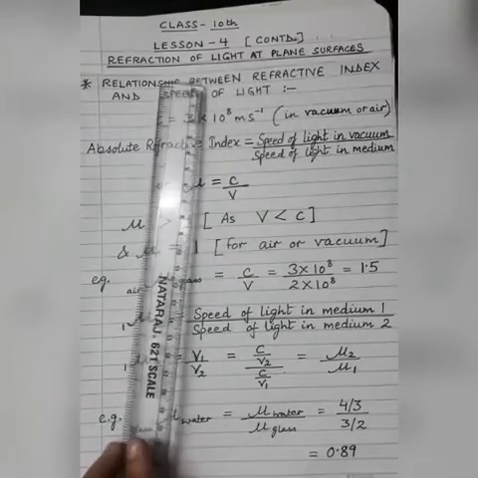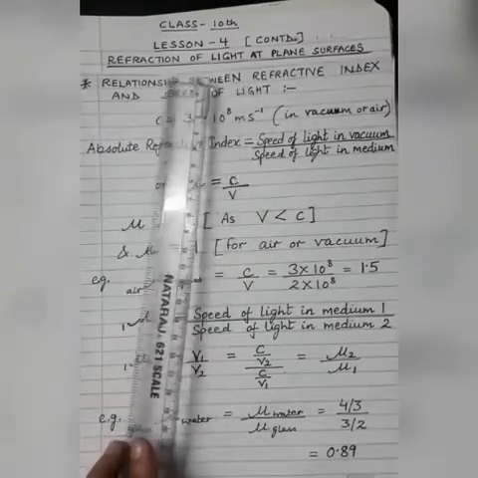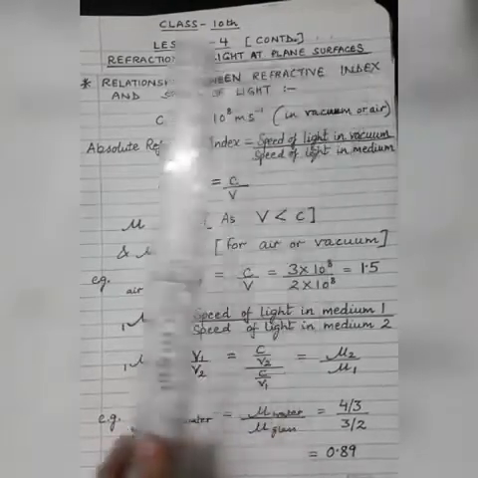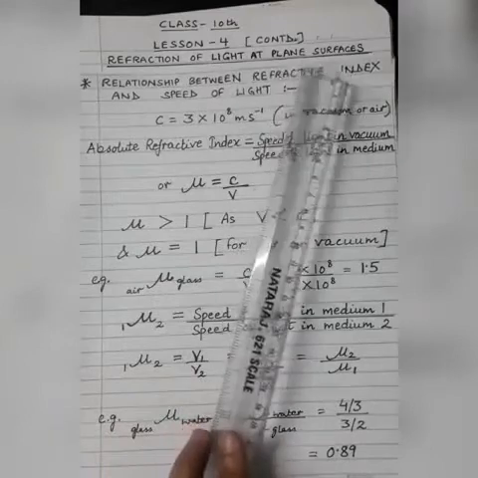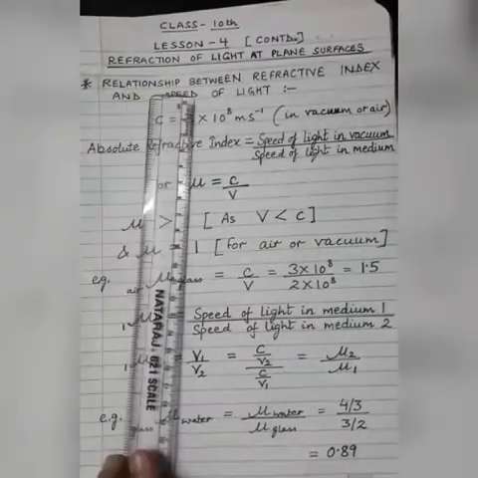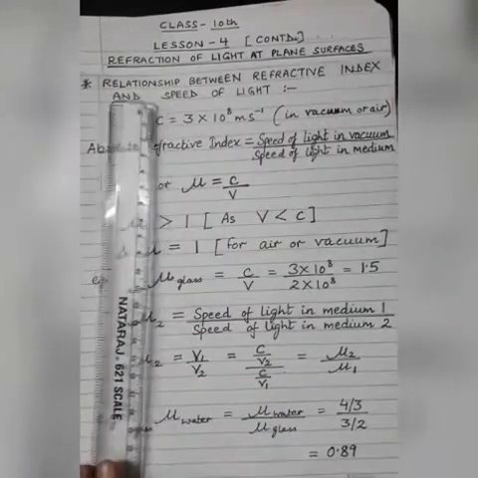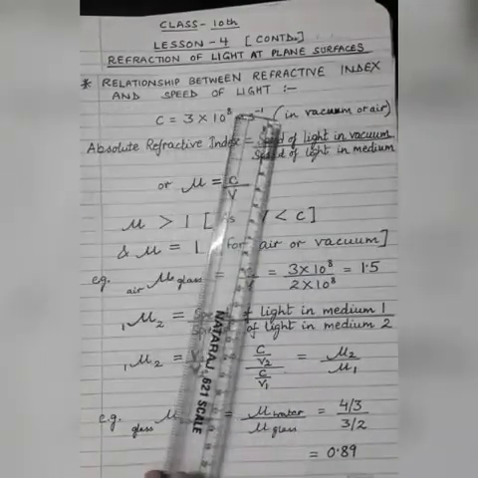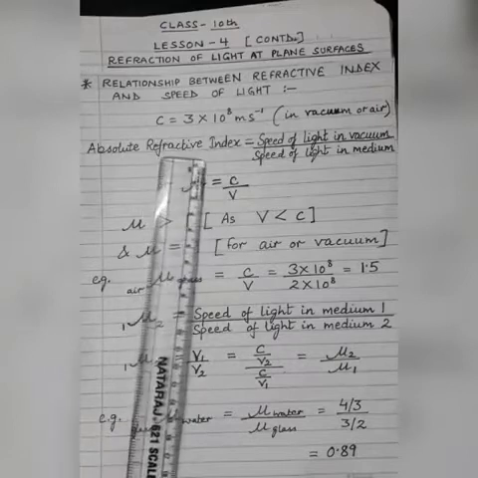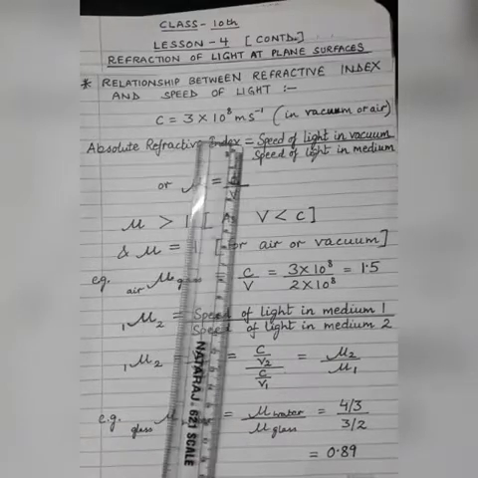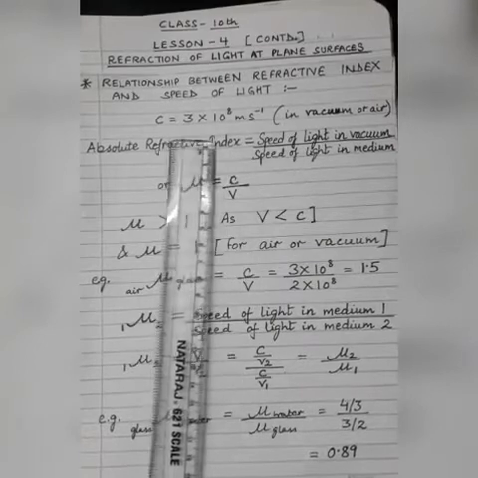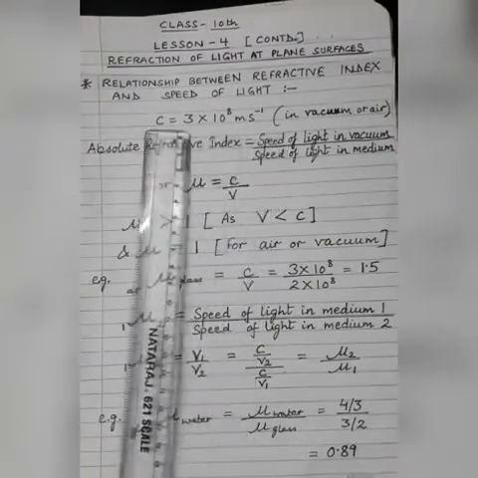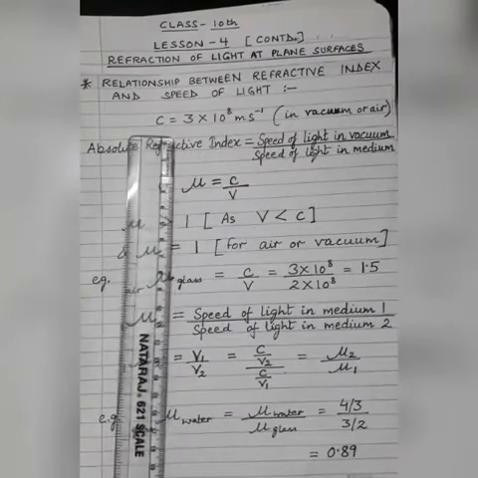In my last video, I explained some topics related to lesson number 4, refraction of light at plane surfaces. We'll continue this chapter, and today I'll take some more topics. My first topic is the relationship between refractive index and speed of light. You know children, the speed of light is maximum in vacuum and it is equal to 3 into 10 to the power 8 meter per second, and it is denoted by the symbol C.